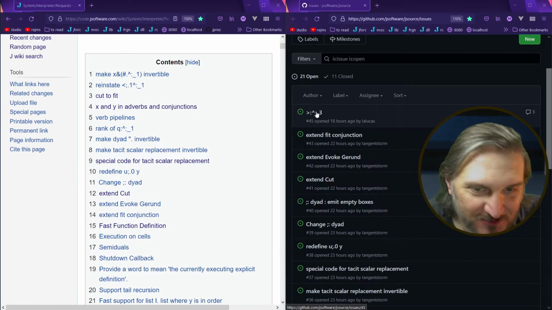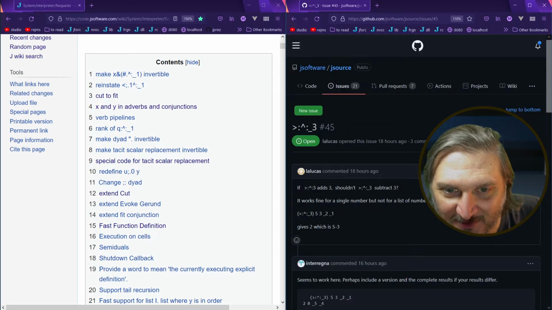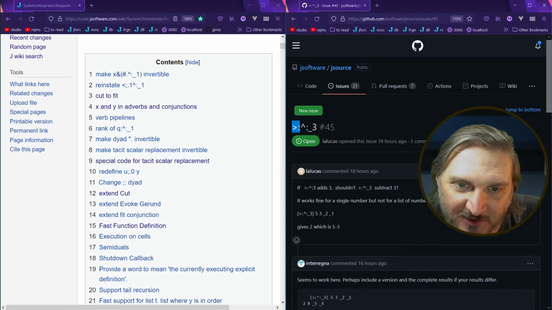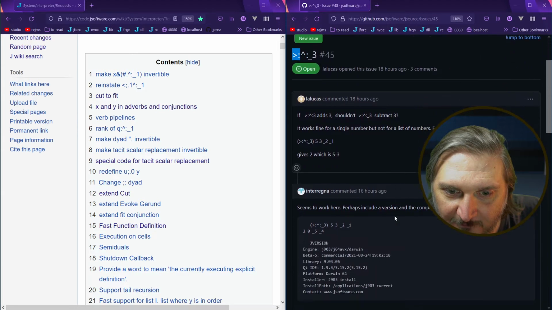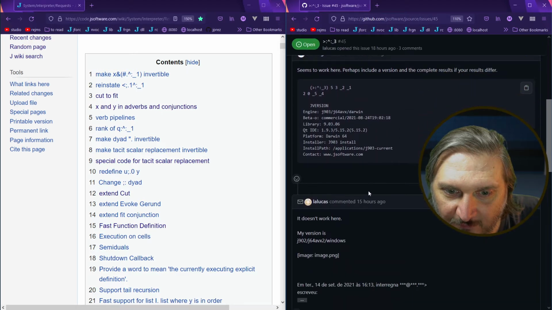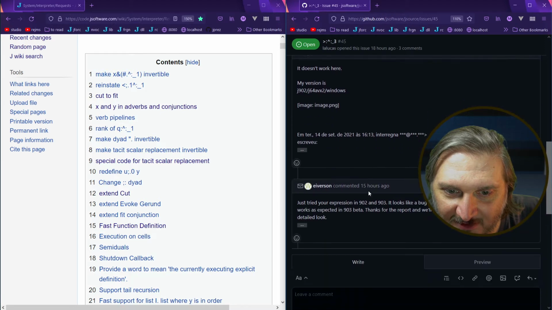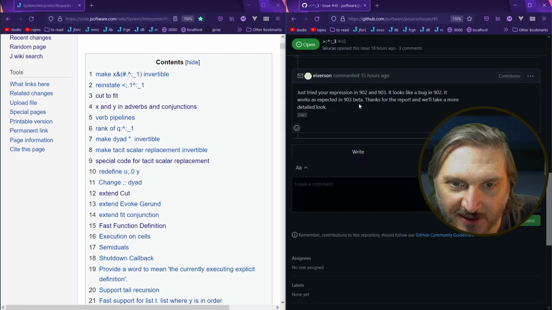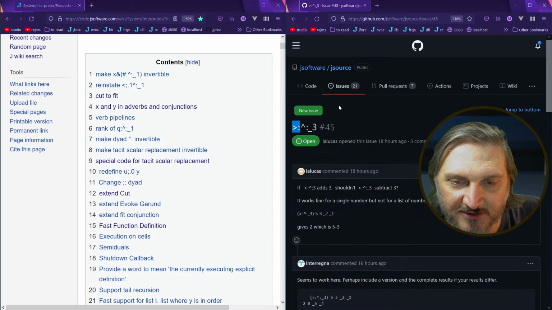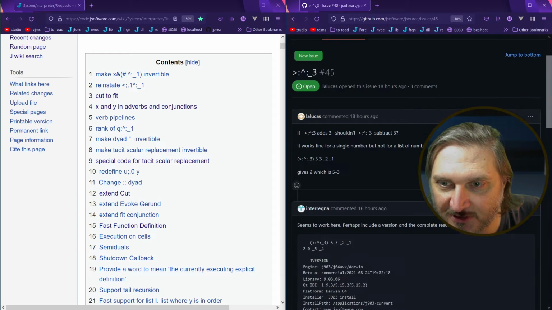Somebody has opened a new issue. Let's see, something about this should subtract 3. Looks like a bug in 902. It works as expected in 903 beta. Okay, interesting. Okay, so this is a bug report.